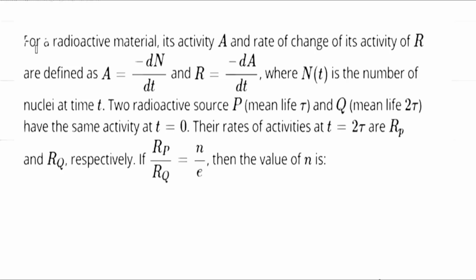Hello students, today our question is: for a radioactive material, its activity is A and the rate of change of its activity is R, defined as A equals minus dN by dt, that is the decay rate, and R equals minus dA by dt, where N(t) is the number of nuclei at time t. Two radioactive sources P, with mean life tau, and Q, with mean life 2 tau, have the same activity at t equals 0, and the rates of change of activity at t equals 2 tau are Rp and Rq respectively.